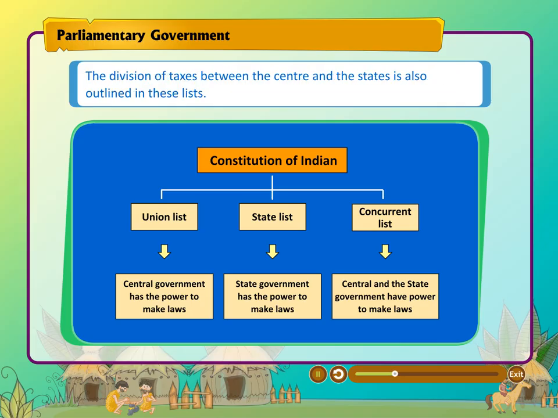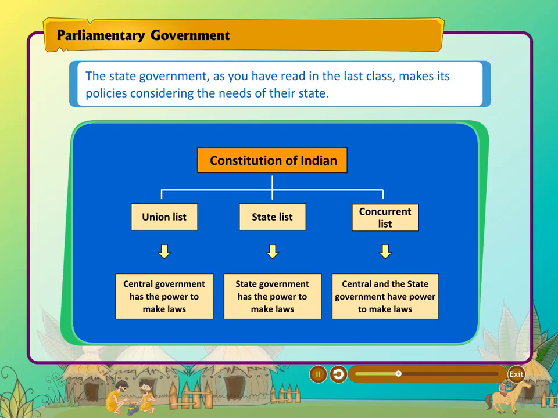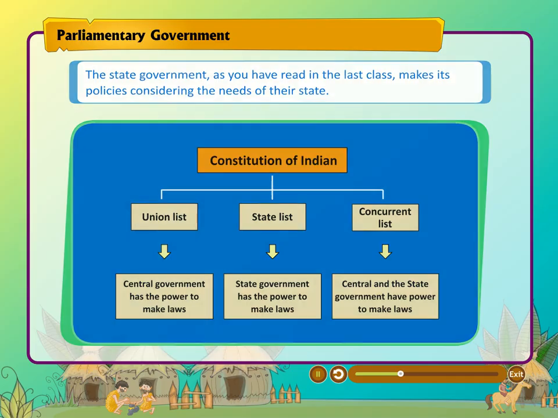The division of taxes between the central and the state is also outlined in these lists. Both the governments operate within the limits prescribed by the Constitution. The state government, as you have read in the last class, makes its policies considering the needs of their state.